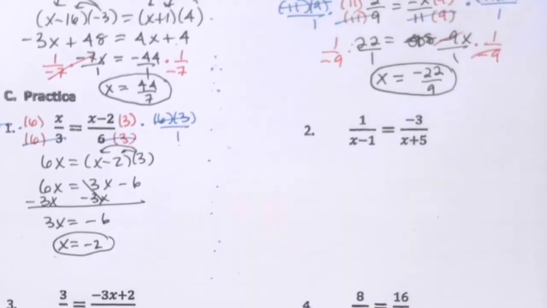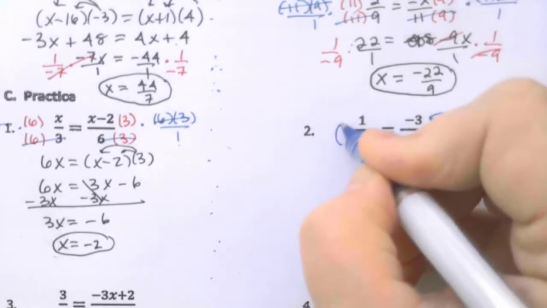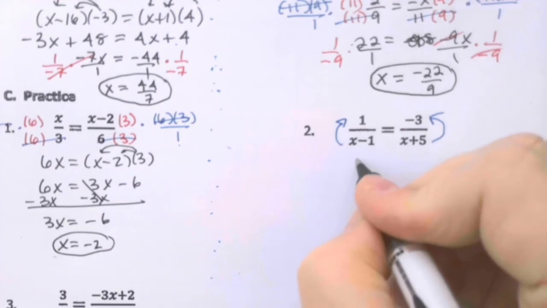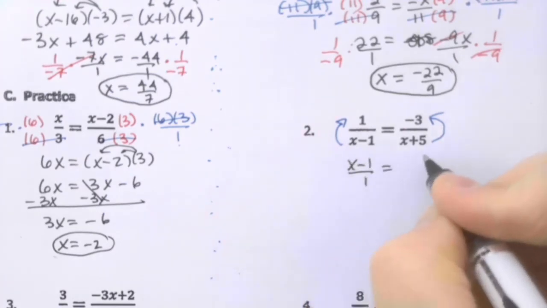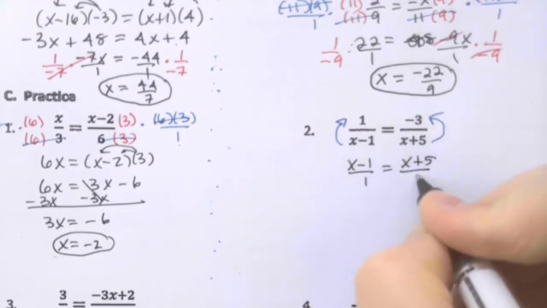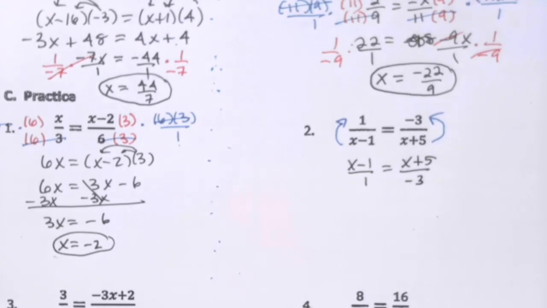This one has x's on the bottom. We need them on the top. Let's do flippy step. Flip the top and the bottom. You get x minus 1 over 1 equals x plus 5 over negative 3. Beautiful. Now I want to get rid of the fractions.